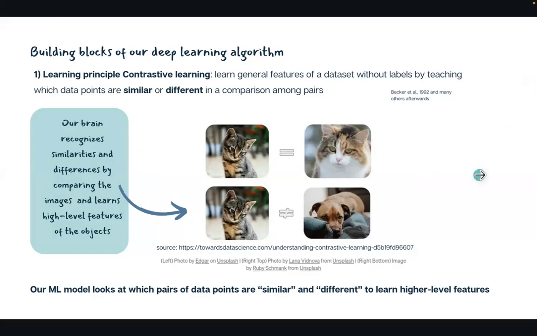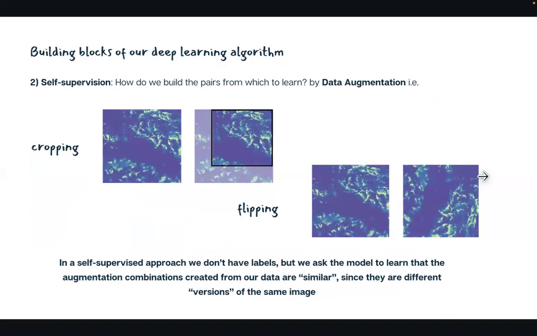Okay, how to do that? We need to build pairs that are constructed so that we can do this task. How to do this? That's the second building block. We use self-supervision. The idea is that the recipe to build these pairs from which we want to learn is to use data augmentation. Data augmentation means, for example, that we crop one image and we flip one image. So we build pairs by reducing the area or taking different parts of the same area with a bit of overlap, or we just take the image and then rotate it. And then we have a pair with the first image and the second image rotated.